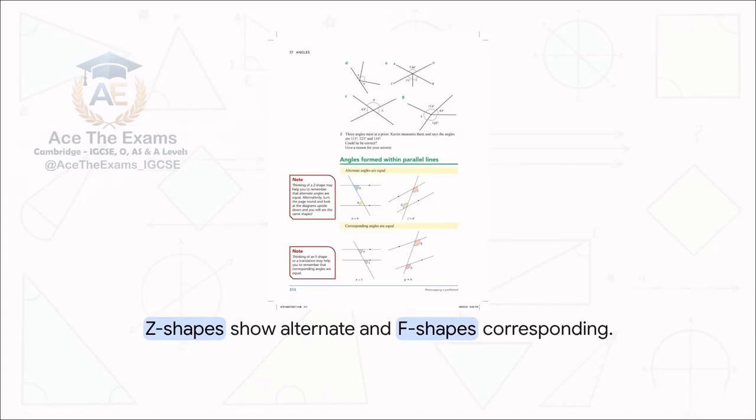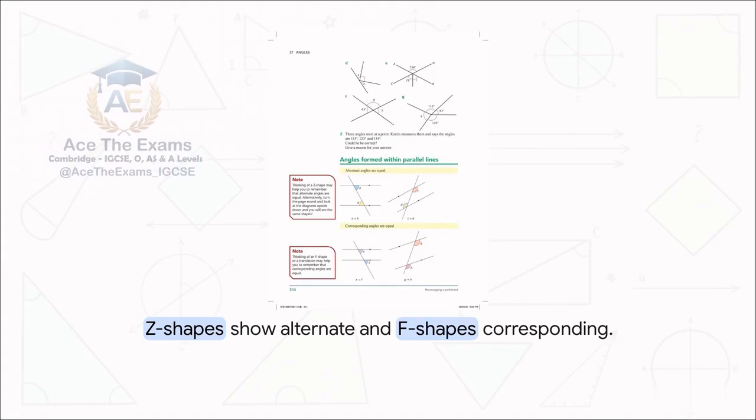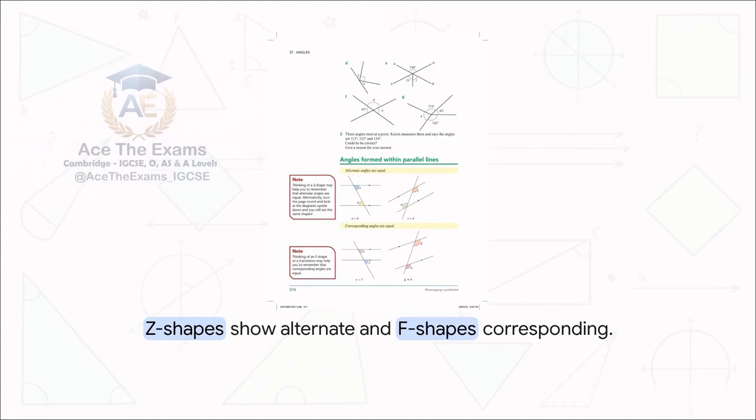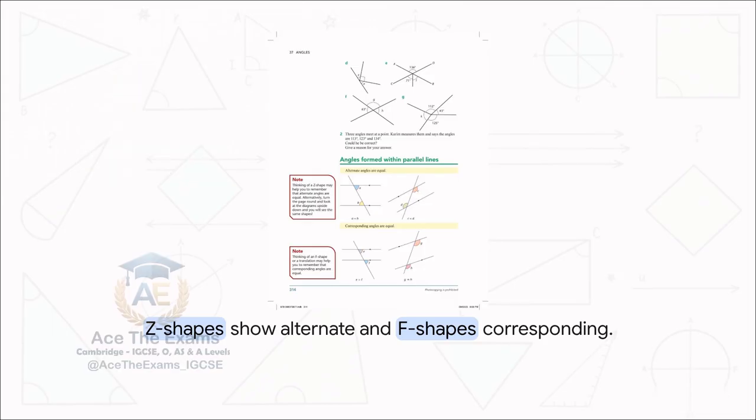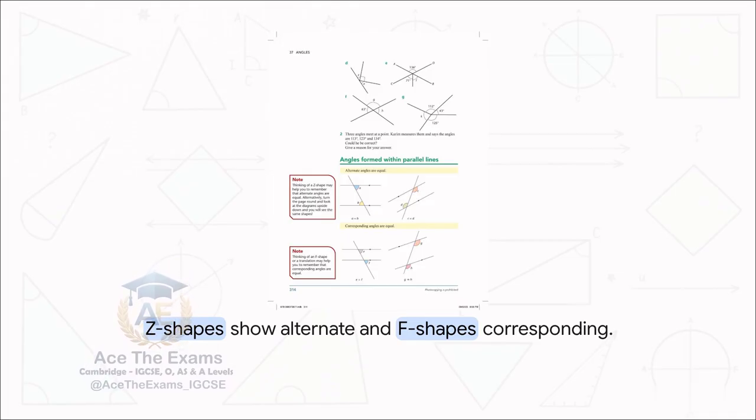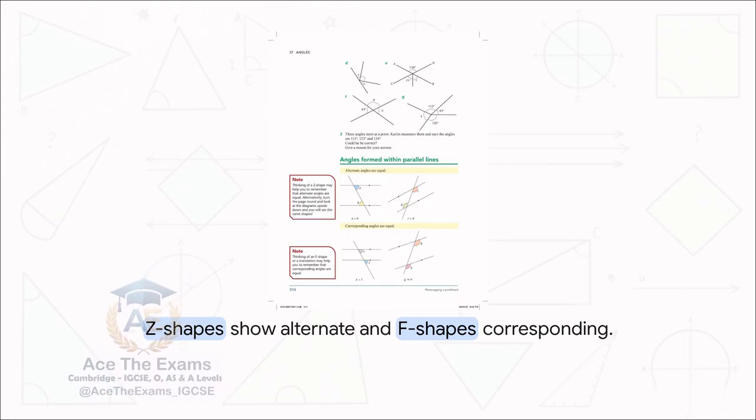This visual right here is a total game changer. The Z shape for alternate angles and the F shape for corresponding angles make these incredibly easy to spot instantly on your exam paper. Tucked tightly inside the corners of that Z shape, those alternate angles are equal. Tucked under the arms of the F shape, those corresponding angles are equal.